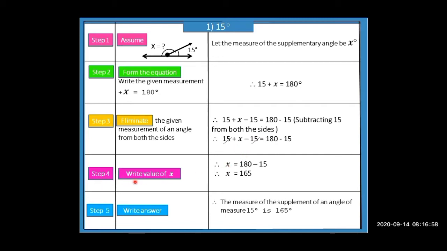Therefore, our fourth step is to write the value of x. So x equals 180 minus 15, which gives 165. Our fifth step is the answer: therefore, the measure of the supplement of an angle of measure 15 degrees is 165 degrees. Got it? Students, you have to be careful. If you are doing the complementary angle, it has to equal 90 degrees. If you are doing the supplementary angle, it has to equal 180 degrees.